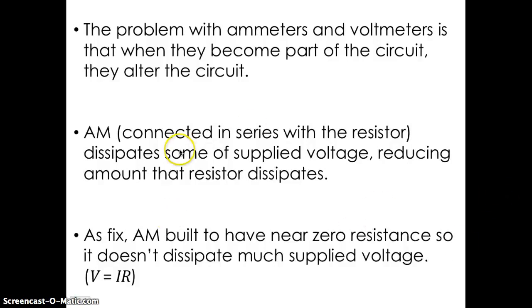So here's the problem with ammeters. When we connect them, they dissipate some of the supply voltage, and that means there's less voltage to be dissipated by the resistor that we're measuring. So if you reduce the voltage across the resistor, right, if you reduce the voltage drop, V equals IR, and now you've taken away some of the current. So the reading that you get from the ammeter for current is smaller than it really would be if there were no ammeter in the first place.